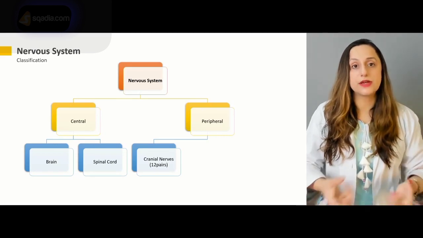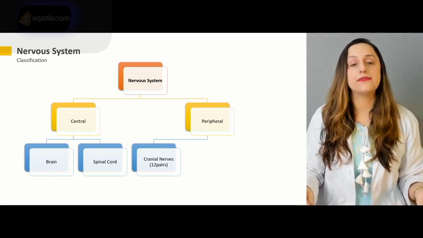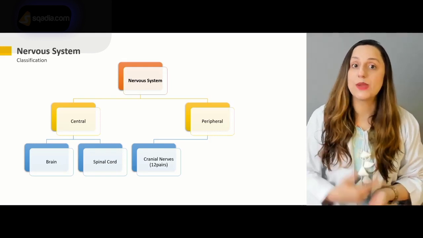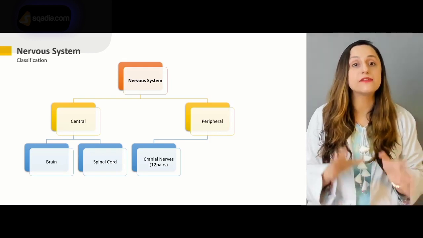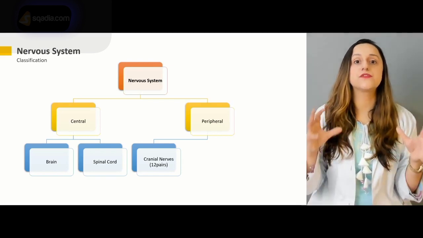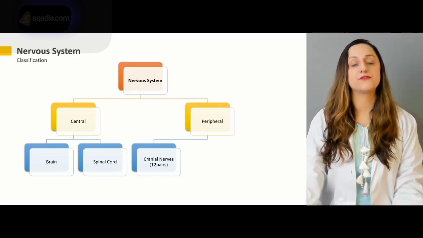So these nerves that come directly out of the brain and reach the effector organs are known as the cranial nerves, and we have 12 pairs of cranial nerves that we're going to study, and they have their different functions to perform.